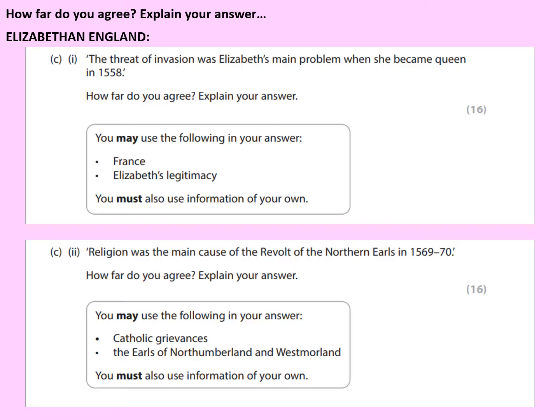And then the other question. Religion was the main cause of the revolt of the Northern Earls in 1569 to 70. Okay, that's pretty similar to the question we've just done in terms of the knowledge that you'll have to have, but it also happens to be a real exam question. Sometimes the examiners just seem to get stuck on one topic. Anyway, the stimulus points that they give you for this one here are Catholic grievances and the Earls of Northumberland and Westmoreland.